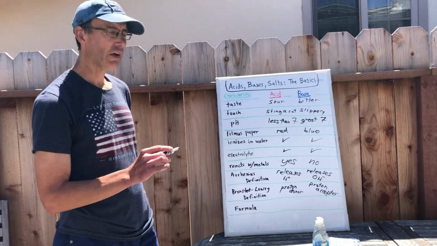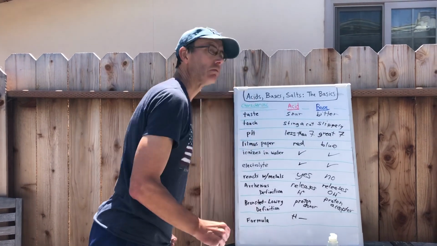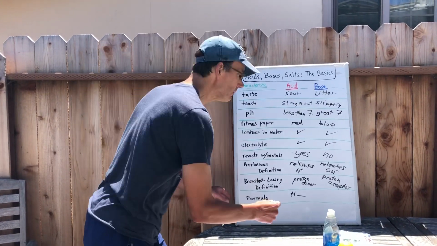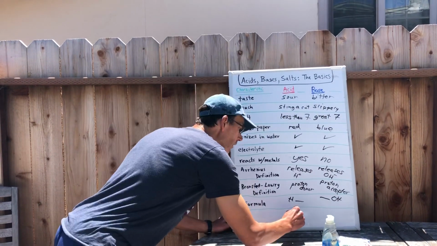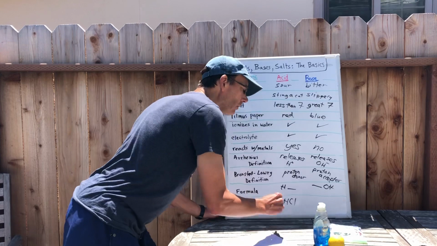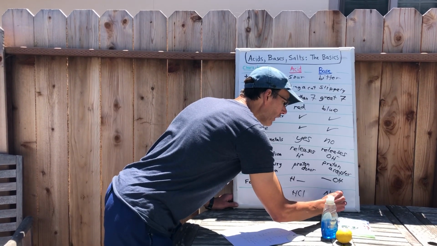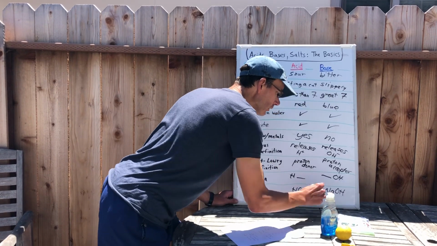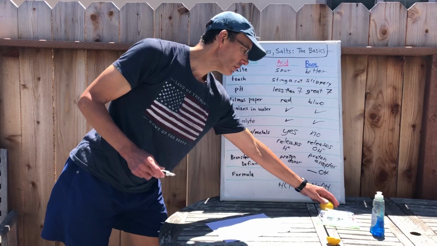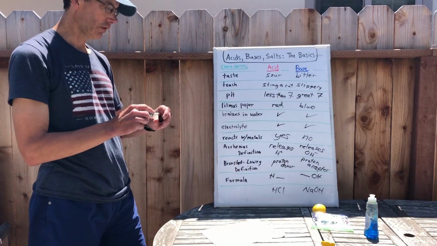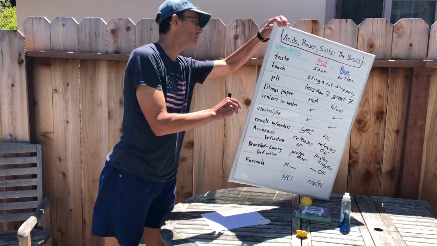And the formula of acids tends to be H and something. The formula of a base tends to be something then OH. So for example, HCl or NaOH. Hydrochloric acid is HCl, and sodium hydroxide is NaOH. So that's the general formula for those. Now I want to go into a little more detail on comparing acids, bases, and this time salts.